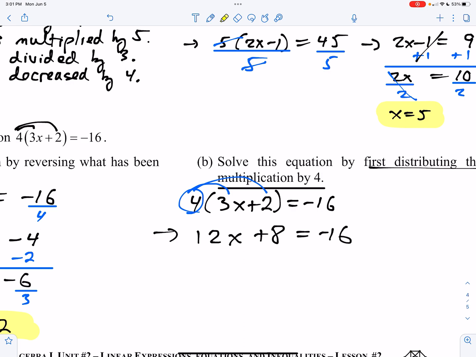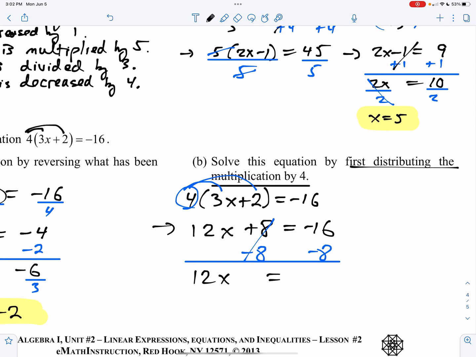Well, we're almost done, we have to get rid of the positive 8 and the 12. Well, the positive 8 is going to go first, and the opposite of adding 8 would be to subtract 8, both sides. Cancels. And I get 12x equals, and then here I have negative 16 minus 8. Well, negative 16 minus 8, let me see here. That's negative 24.